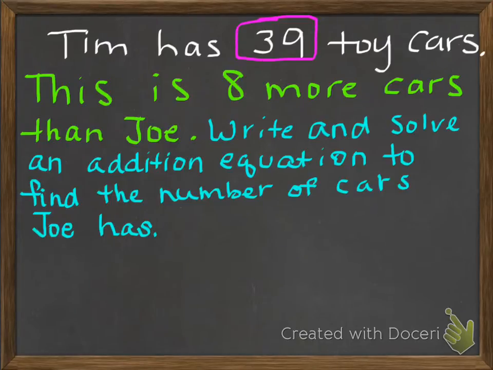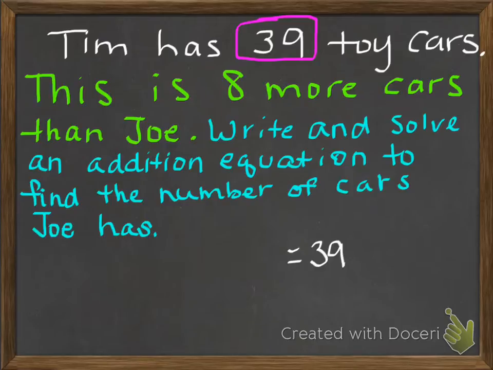Remember in class when I said if the sentence is all by itself in the very beginning, chances are that's the number that's going to go on the side of the equal sign by itself. So let's go ahead and just write that right now while we're trying to work through this. So again, it's just because Tim has 39 toy cars, period. This isn't being compared to anything. This isn't taking anything away from it. It's 39 cars, so you know that for sure.